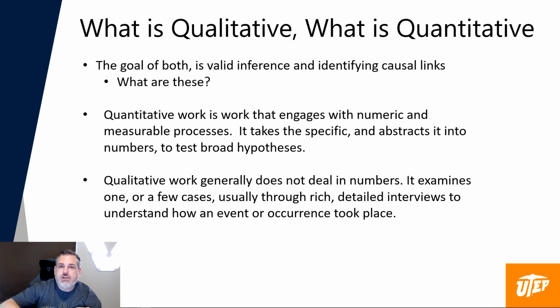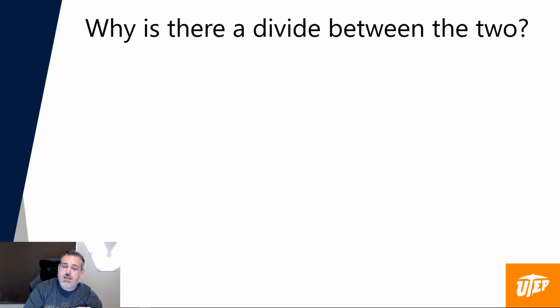Whereas quantitative research is somewhat abstracted. It takes these events that have taken place or the process which you wish to examine, abstracts it into numbers, and then uses statistics to analyze that event. So while they both have the same goal, and that's identifying those causal links, they go through very different processes. Now, there has been a divide within political science and social science more generally between these two schools.